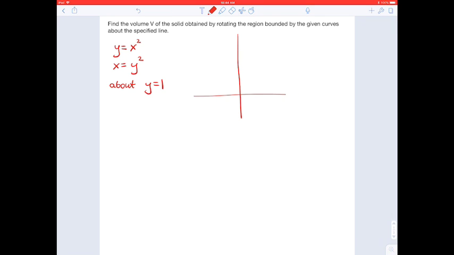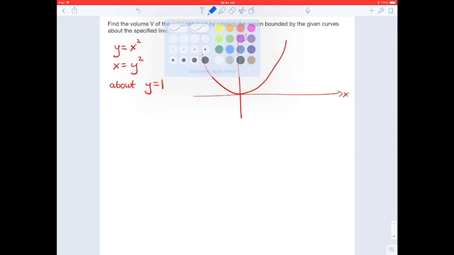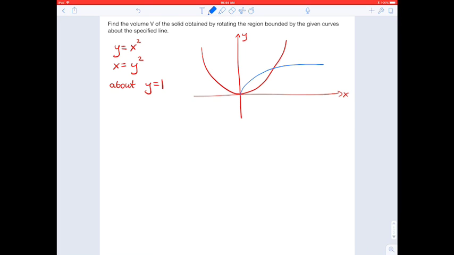Let's draw both of the curves and let's see the solid. y equals x squared is just the parabola with the vertex 0, 0. x equals y squared is the same parabola, but it's the function x with respect to y. That means it's in the horizontal position. Okay, that means this is x equals y squared, the blue curve.